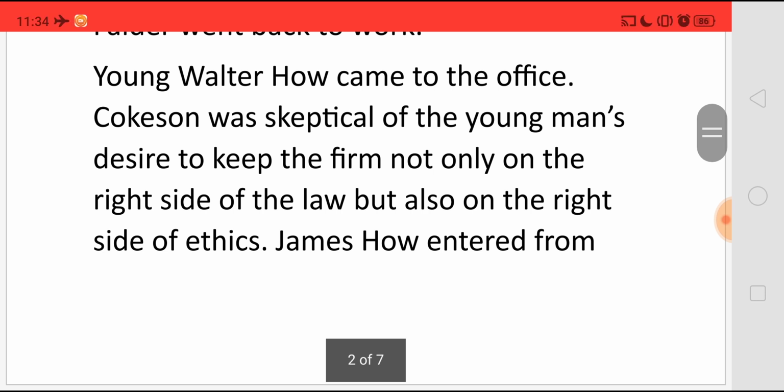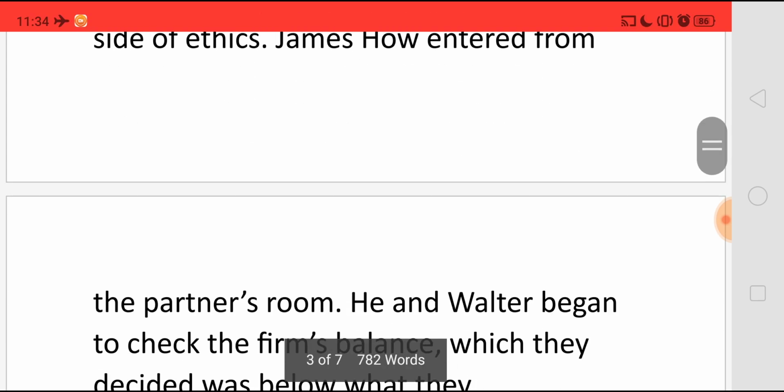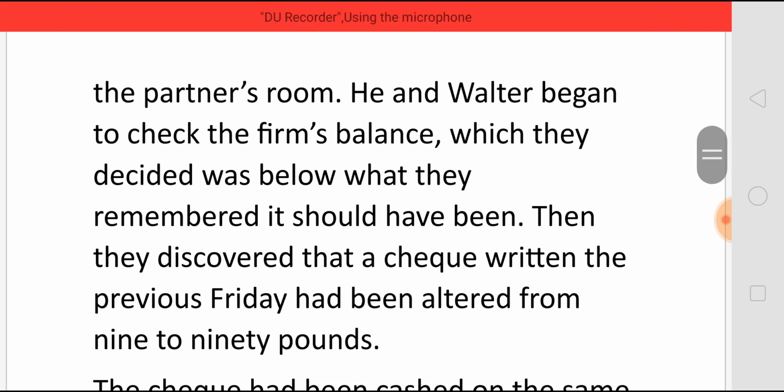Now young Walter How comes to the office, and Cokeson is very skeptical of the young man's desire to keep the firm not only on the right side of the law but also on the right side of ethics. And James How enters from the partner's room. He and Walter start checking the firm's balance, and they decide that it is not what it should be, because the previous day they had checked and it was near 400 pounds, but now it is showing only 300 and some odd pounds.